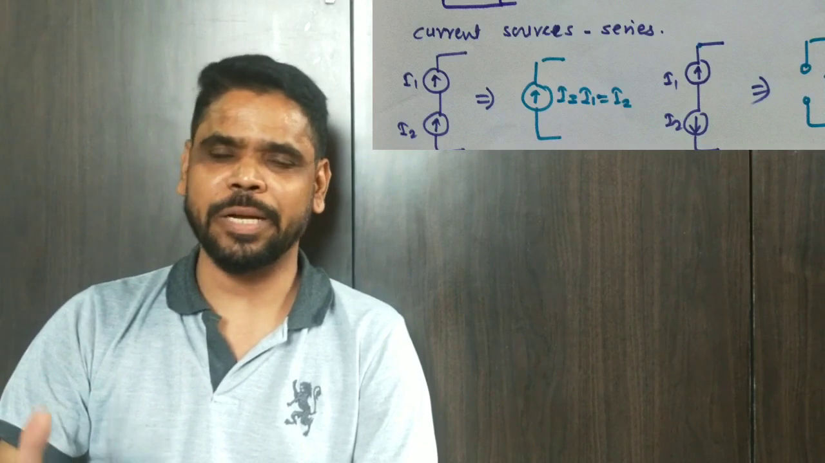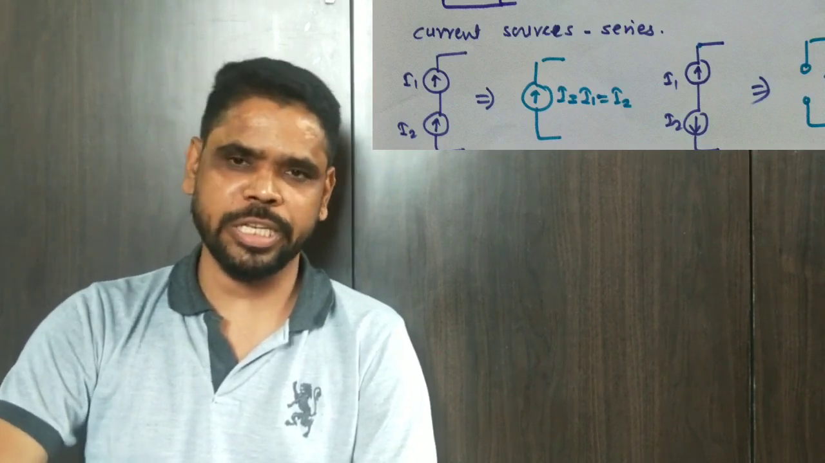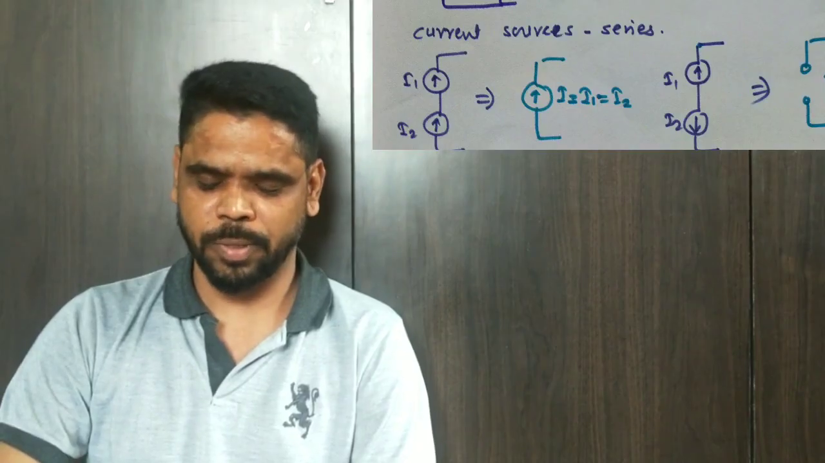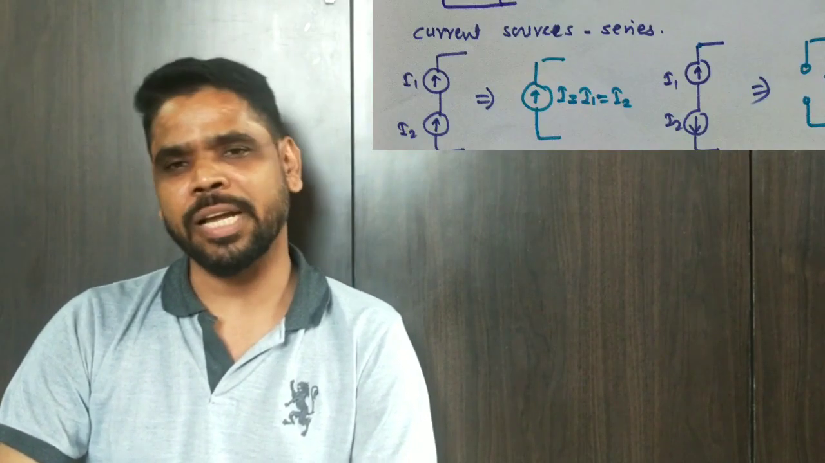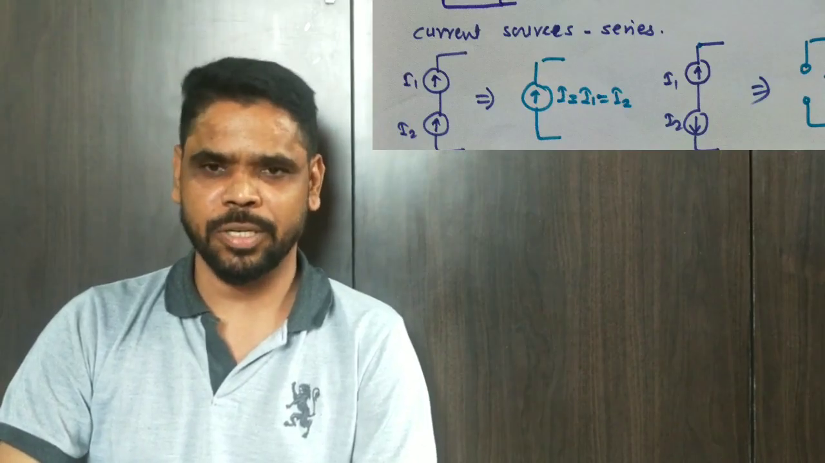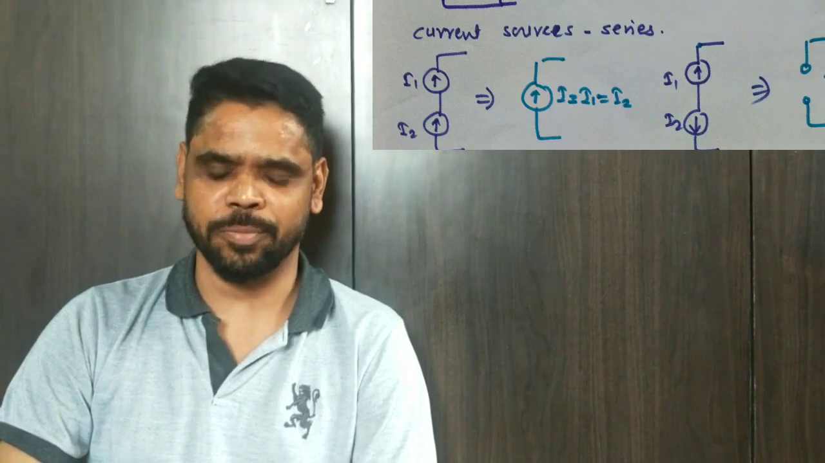Similarly, we'll go for the combination of current sources. Current sources might be connected in series or in parallel. So first we'll discuss the series connection of current sources. As shown in the figure, two current sources I1 and I2 are connected in series such that they both are trying to send the current in the same direction.